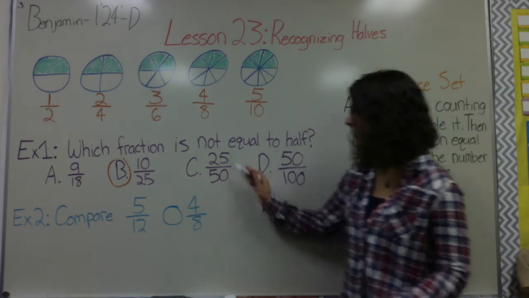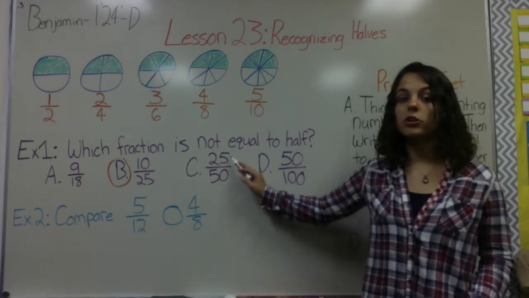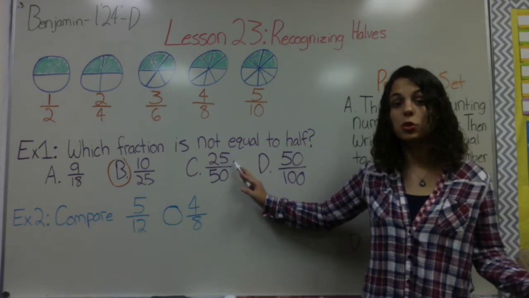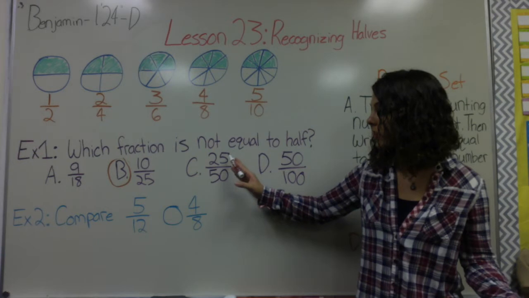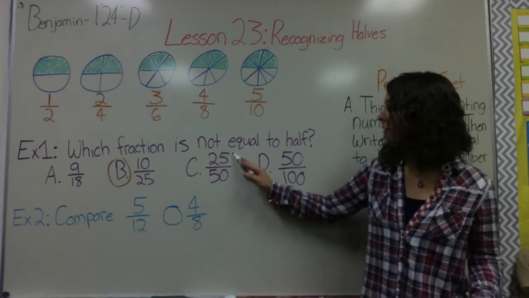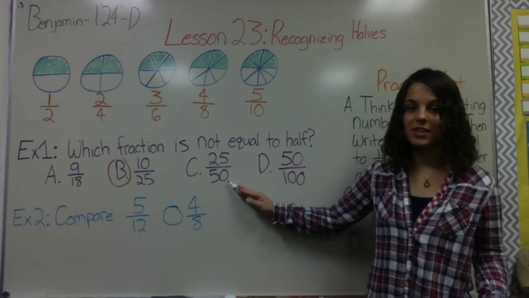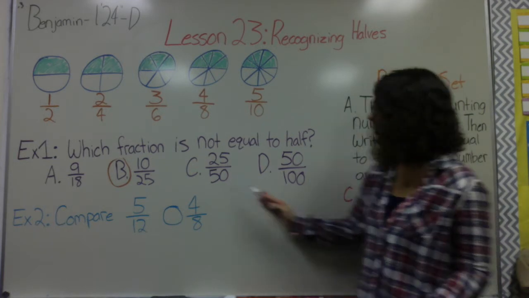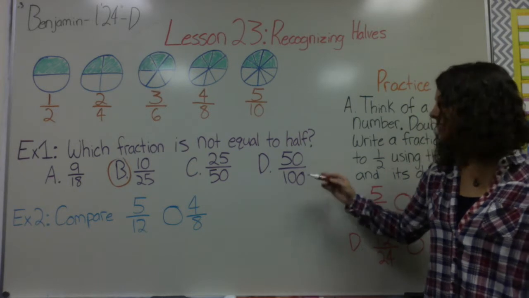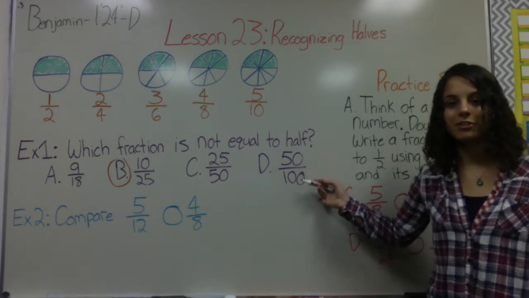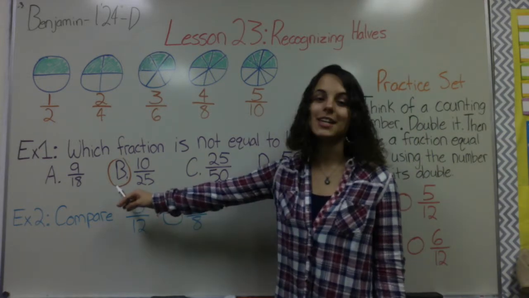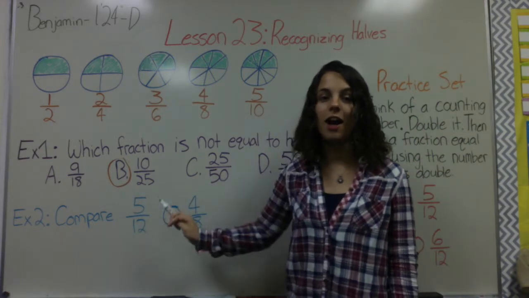Letter C, 25 over 50. Well, if you know your 25s, the way you can know your multiples of 25s is think with quarters. If I double the amount of quarters here, 1 quarter plus another quarter is actually 50 cents. So 25 plus 25 is 50. This is equal to half. In letter D, 50, which a lot of you know 50 plus 50 does equal 100. So 50 100ths is equal to half. So letter B is your only and correct answer. 10/25 is not equal to half.